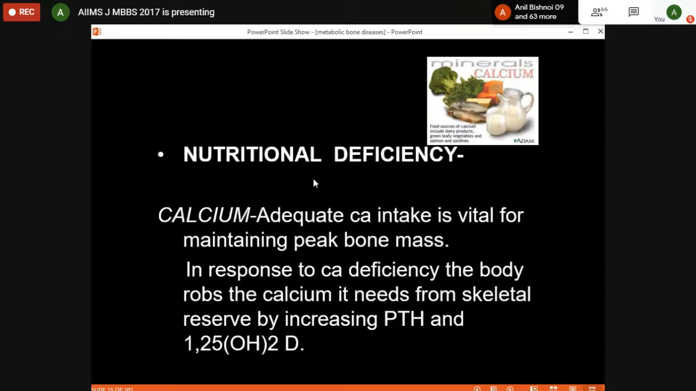Nutritional deficiency can also cause the same thing. Adequate calcium intake is vital for maintaining peak bone mass. In response to calcium deficiency, the body robs the calcium it needs from skeletal reserve by increasing parathyroid hormone and 1,25-dihydroxy vitamin D.